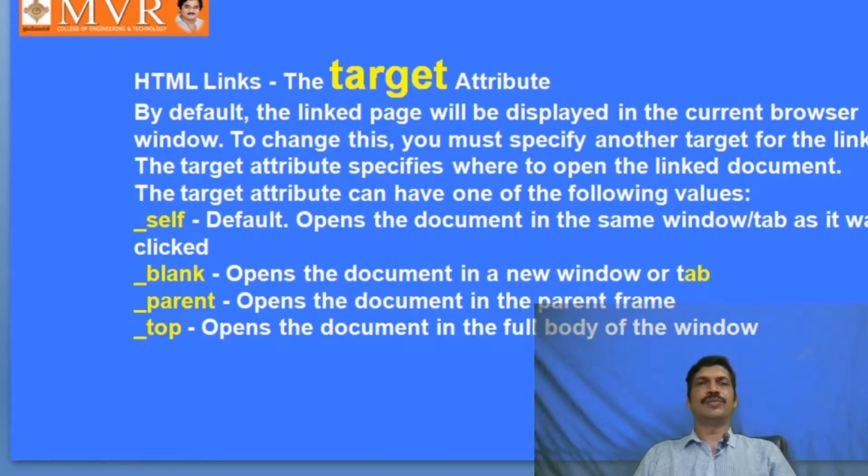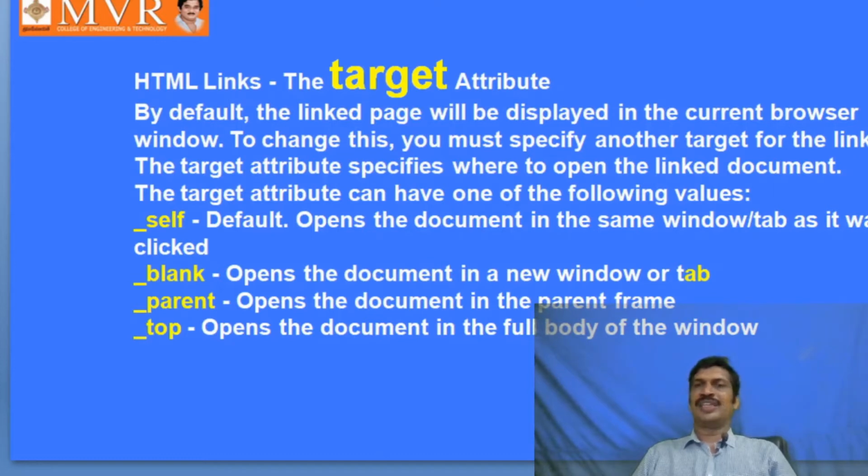Among these 4 values, at the time of web application development, most programmers use one important value, that is _blank. By default, there is no need to specify _self. The default value of target is _self. _self opens the document in the same window or tab as it was clicked. Whenever we click page 2, it will be opened in the same window.